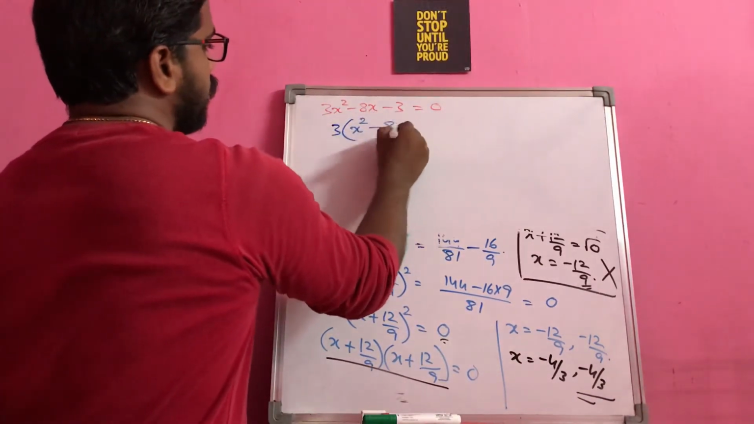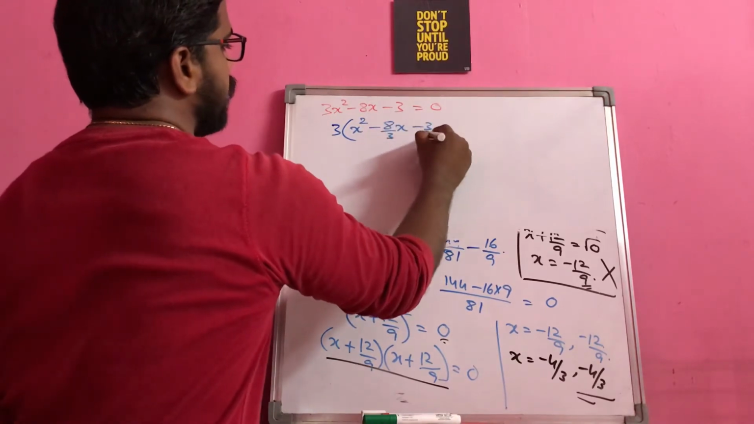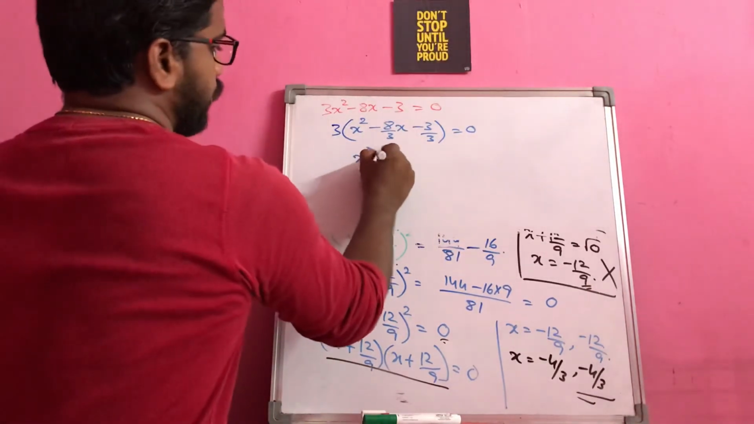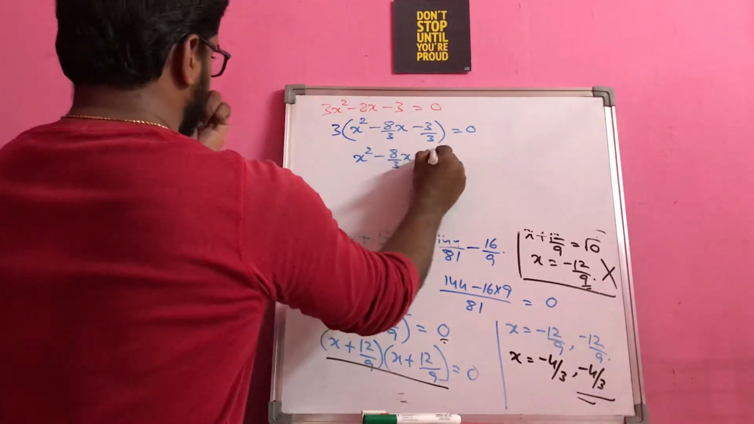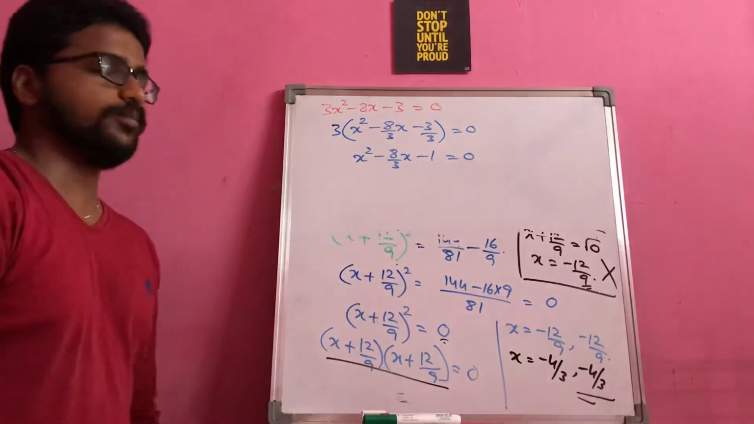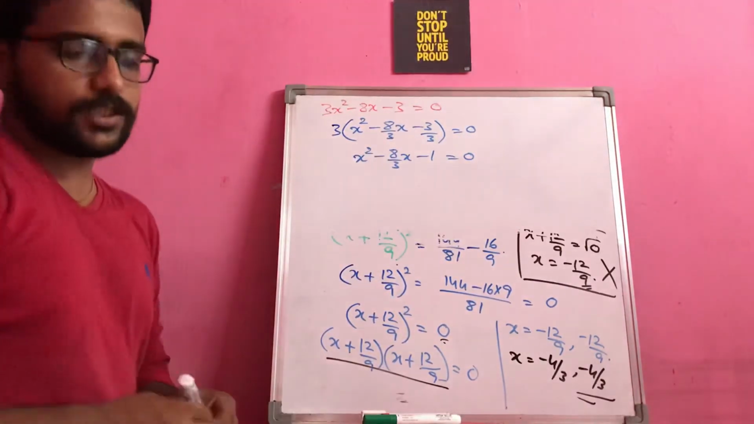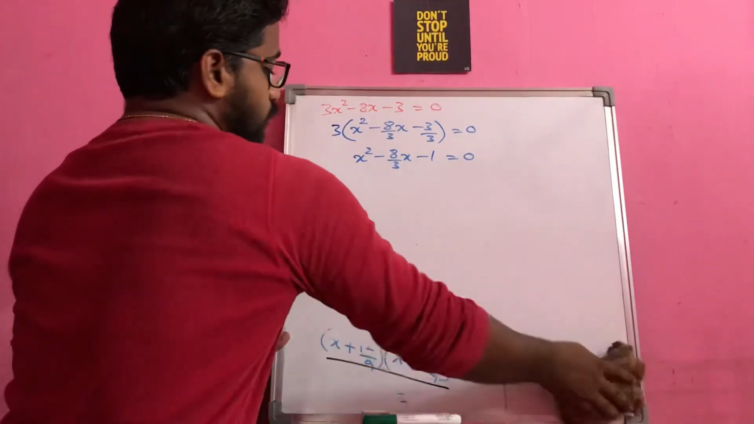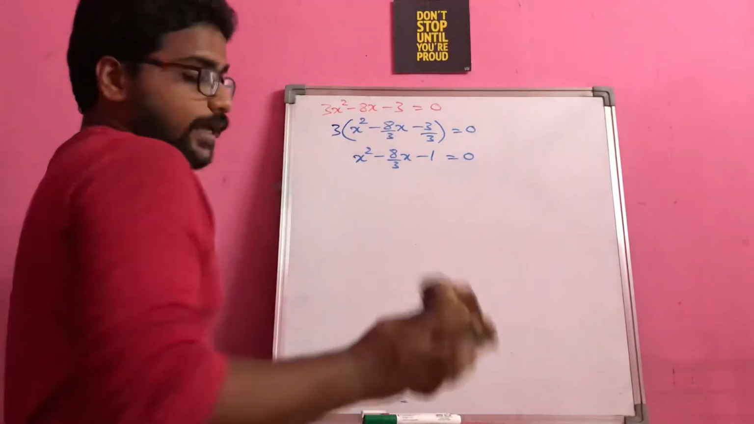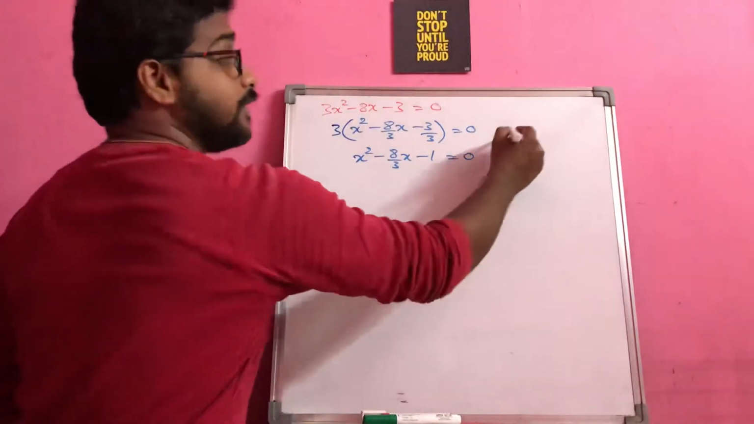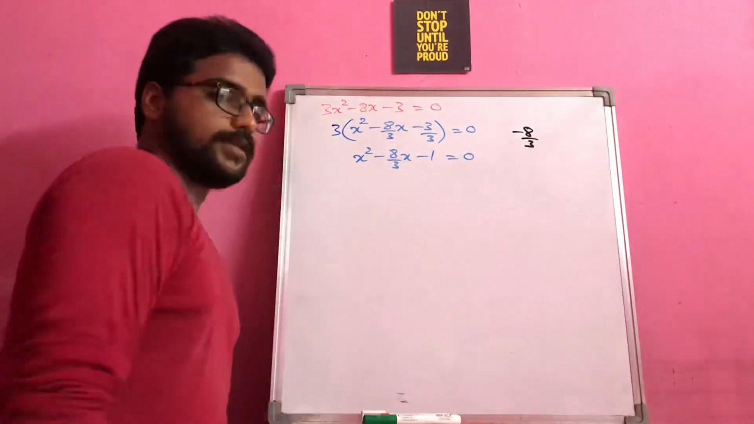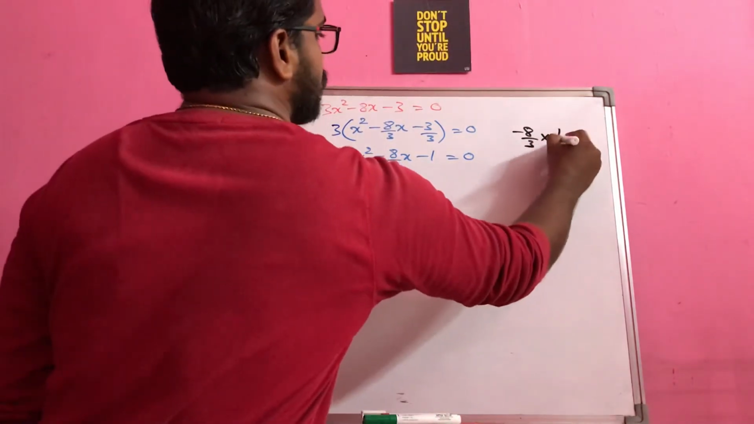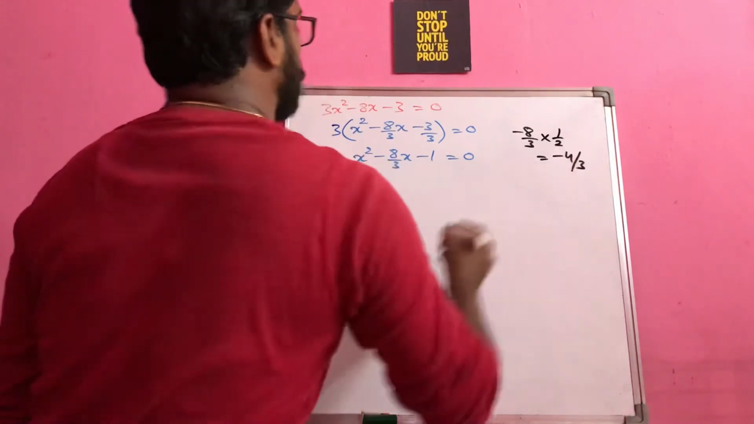x² − (8/3)x − 3/3 = 0. So x² − (8/3)x − 1 = 0, because I am sending 3 to the other side, 0 by 3 will become 0. Now try to observe what is the x coefficient here. The x coefficient here is minus 8 by 3, not 8 by 3 alone. As I told you, you have to take care of the symbol also. So take half of this x coefficient, that will give you minus 4 by 3.